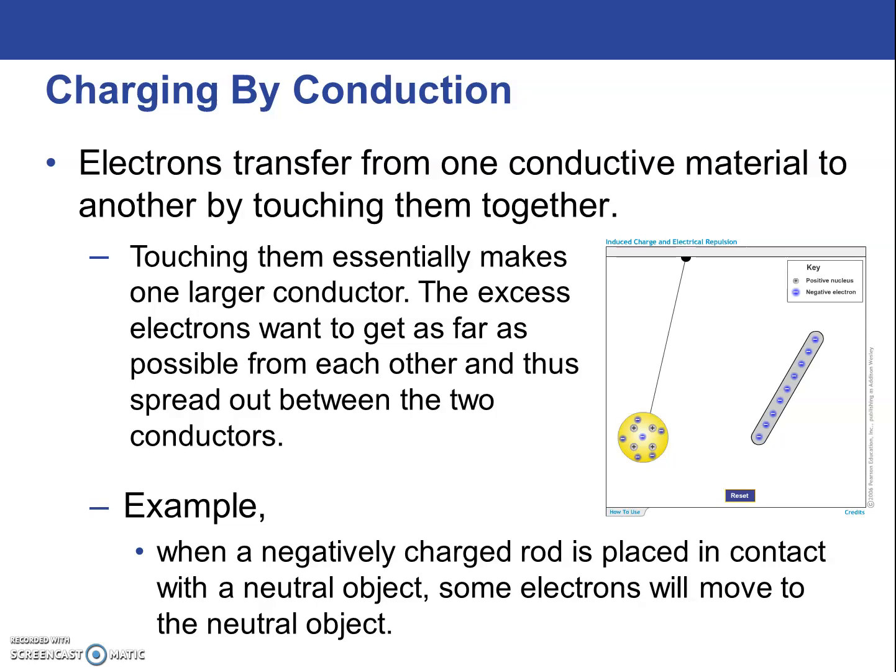But now conductors can be charged through two different means. One is called charging through conduction, and the other one's called charging through induction. So first we'll look at conduction. And just like with friction, conduction involves touch. Essentially, when you touch two conductors together, charges will spread evenly through them.